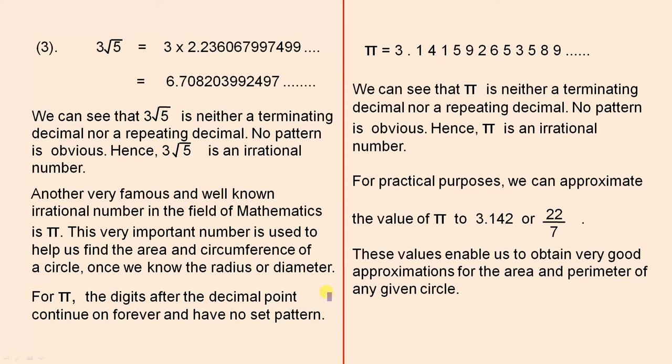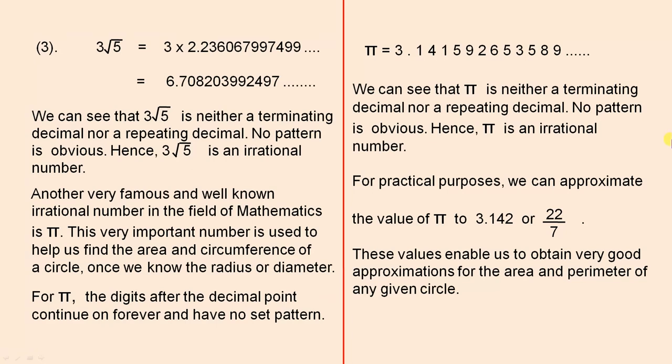For pi, the digits after the decimal point continue on forever and have no set pattern. So there's an example. This is just an approximation here. They continue on forever. We can see that pi is neither a terminating decimal nor a repeating decimal. No pattern is obvious, hence pi is an irrational number. For practical purposes, we can approximate the value of pi to 3.142 or 22 over 7. These values enable us to obtain very good approximations for the area and perimeter of any given circle.